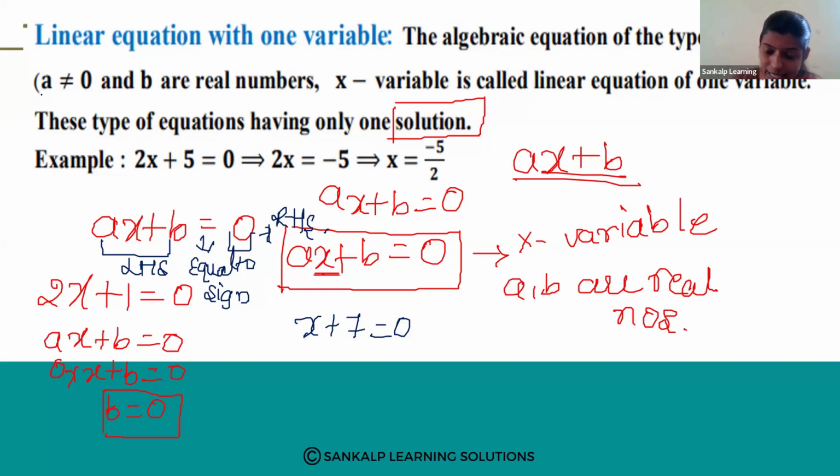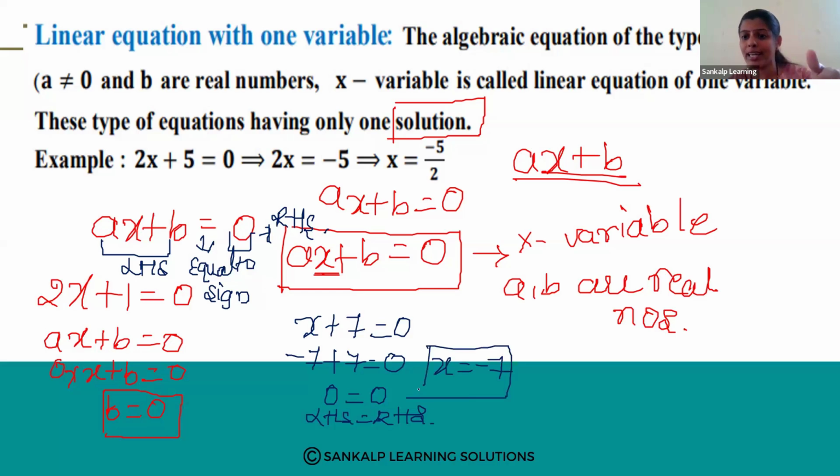So if I write minus 7 plus 7, what will happen? Yes, minus 7 plus 7 is equal to 0. That means minus 7 plus 7, it is 0 only. 0 is equal to 0. So LHS is equal to RHS. Right? That means in which value of the x? X is equal to minus 7. If I substitute x is equal to minus 7, then only I can get the LHS is equal to RHS.